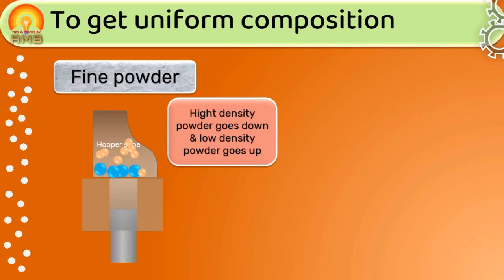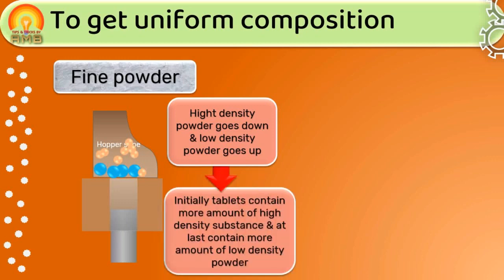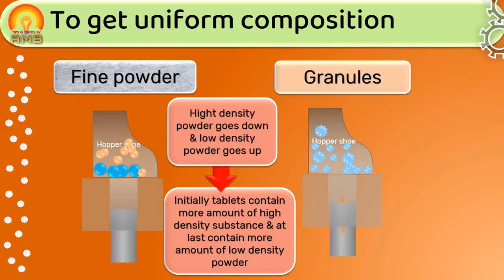If such powders are compressed, initially we get tablets containing more quantity of dense powder, and afterward we get tablets containing more quantity of less dense powder. Thus composition of tablet will not be same all the time. In case of granules, these are prepared by binding different ingredients with one another. Those granules, even if smaller or larger, have all the ingredients, that is, their composition is the same.